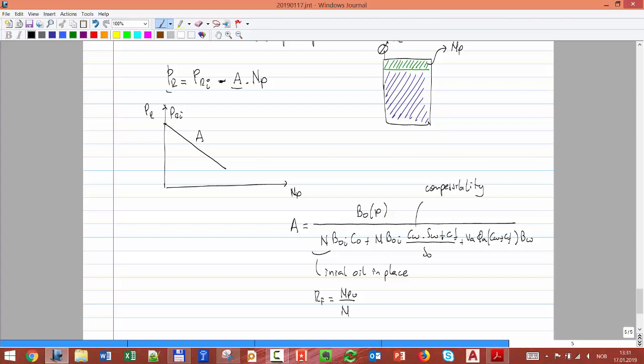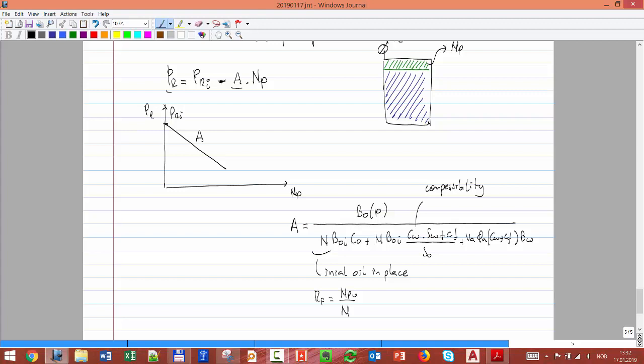If N is big, it's a big reservoir, should the decline be steeper or slower? Slower, right? If I take 1 barrel from a big volume, the pressure should go down very slowly. If I take the same amount but the reservoir is very small, it should decline very steeply. So that's what the equation is telling you here.